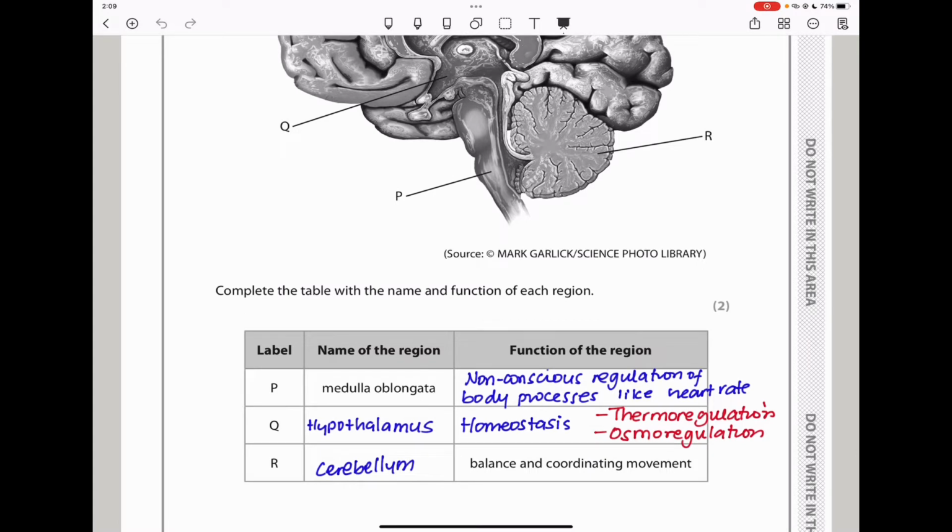So region P here, of course, is the medulla oblongata, and it's responsible for non-conscious regulation of body processes like the heart rate, as well as the breathing rate. Region Q, which is that one here, is the hypothalamus and is responsible for homeostatic control, like thermoregulation as well as osmoregulation. And then R here we have the cerebellum, which is responsible for balance and coordination of movement. Let's move on.